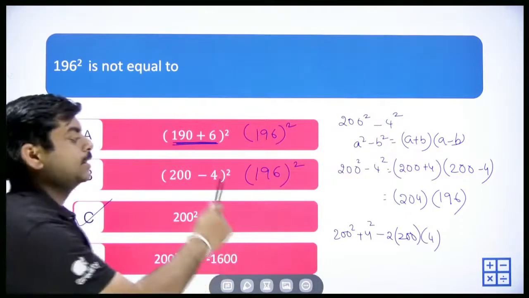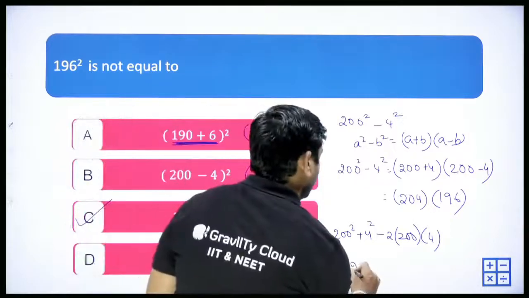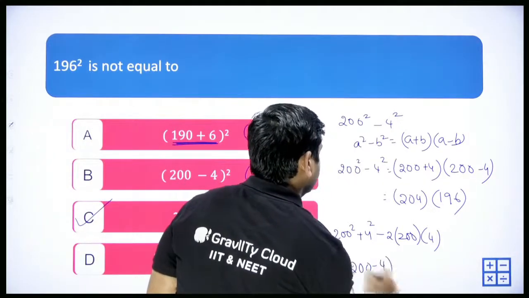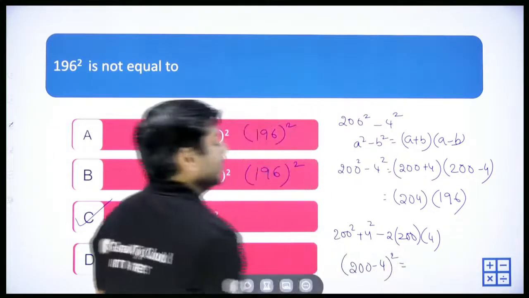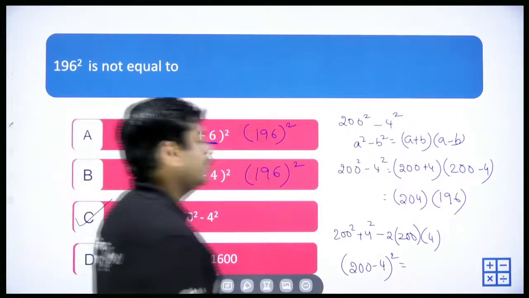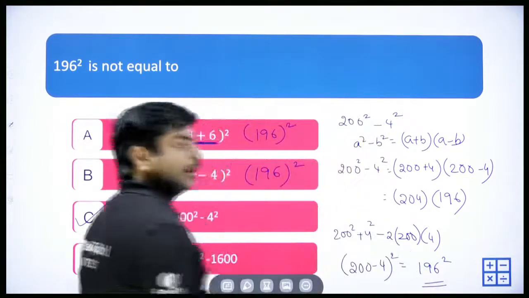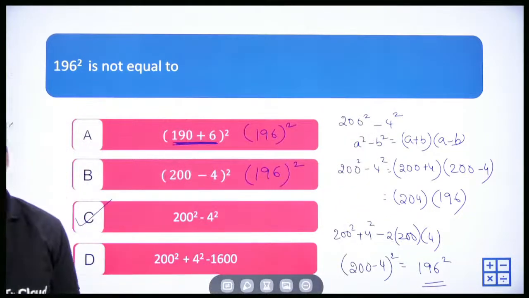a square plus b square minus 2ab. So that will give you 200 minus 4 whole square. 200 minus 4 is 196, and that will give you 196 square.